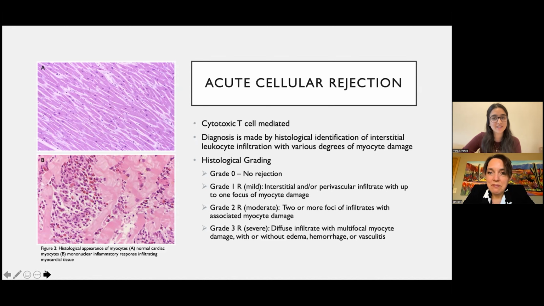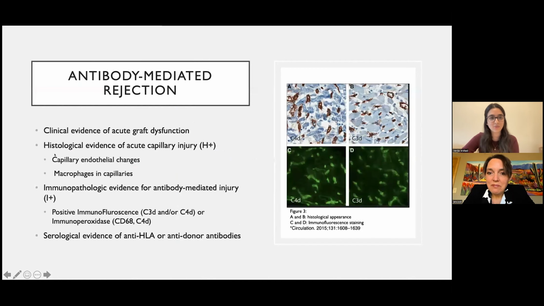Mm-hmm. So that's cellular rejection. And then the next one we have is antibody-mediated rejection, which is mediated by the B cells. So antibody-mediated rejection, there's 4 things that are present.